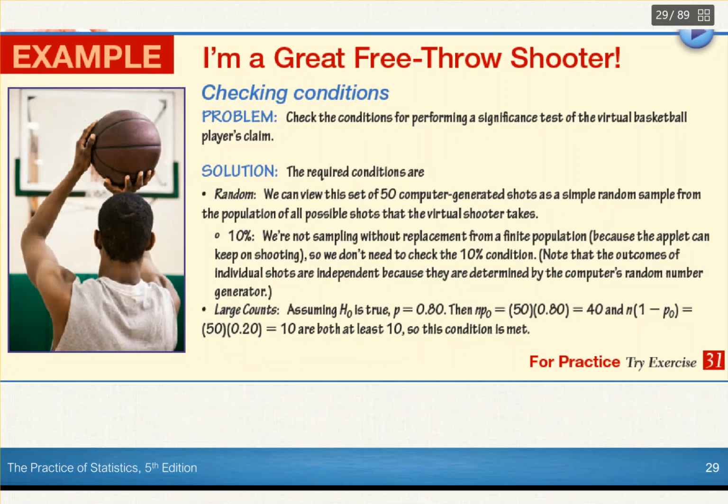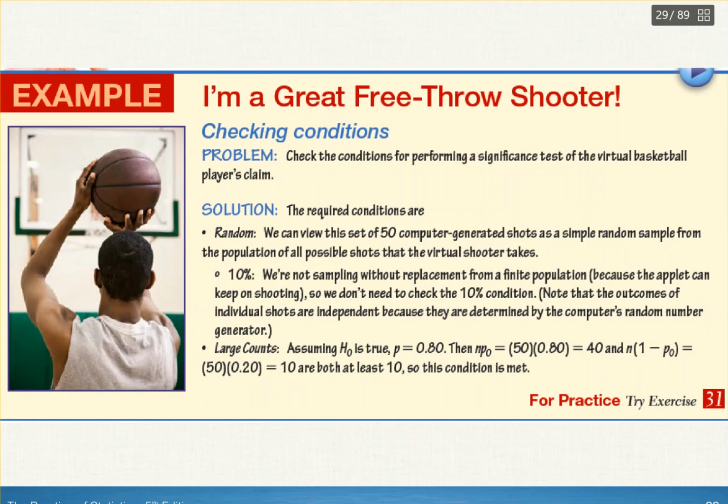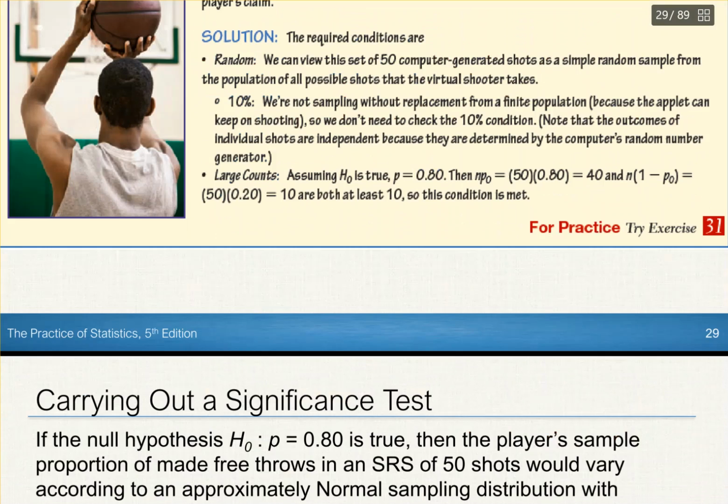Here the computer is just doing it, so it is a true random sample. For the 10% rule, we're not sampling without replacement. The computer could generate infinitely many shots, so there really is no finite population, and we don't have to check the 10% rule. That's only if we are doing it without replacement, which we are not. For large counts, 0.8 times 50 is 40, and 1 minus 0.8, which is 0.2, times 50 is 10. So they're both at least 10, barely, but this condition is met. So we meet all three requirements.